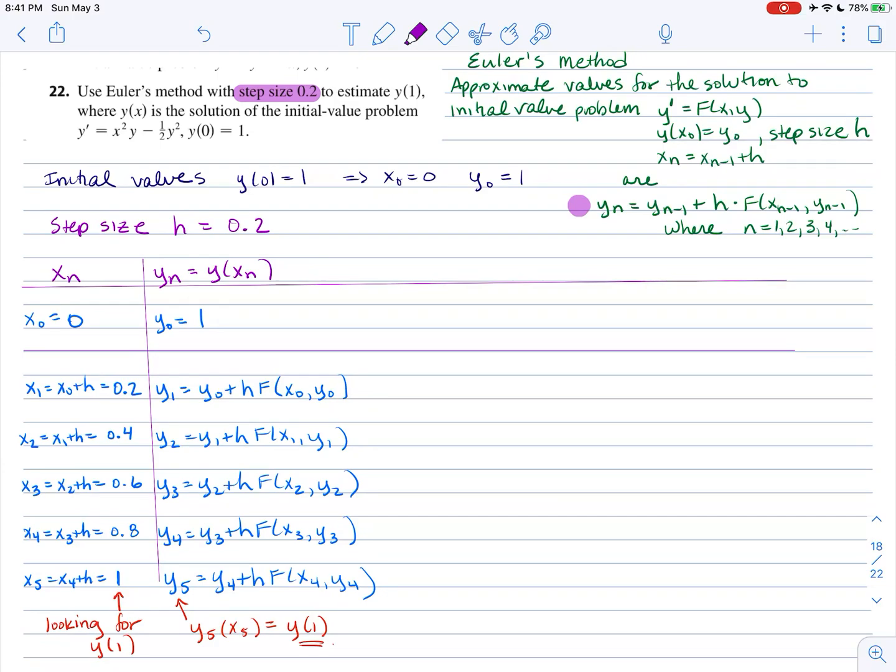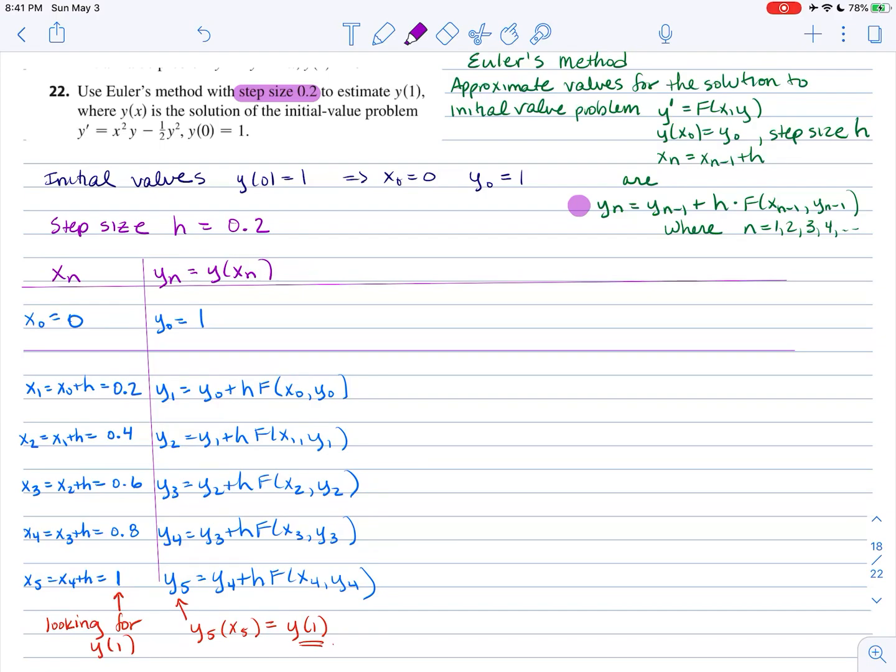Once we get to x sub n equal to 1, which we do after the fifth step, y sub 5 is going to be evaluated at x sub 5, and that is going to give us our y of 1. So whatever answer we get for y sub 5 is going to be our approximation. Good. So let's start. I also went over to y sub n, and I'm using the Euler's method formula, which came from tangent lines from our slope field.